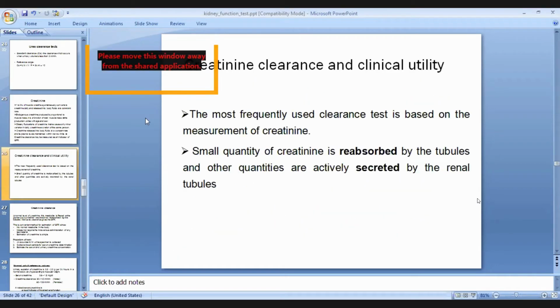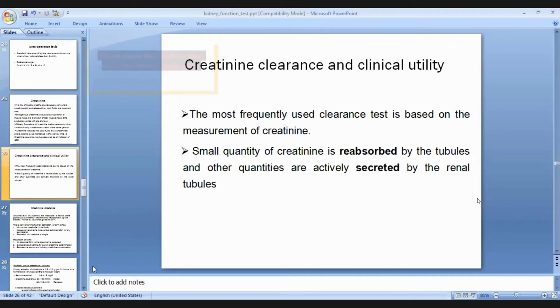Now, creatinine clearance is also a frequently used clearance test, a measurement of creatinine. A small quantity of creatinine is reabsorbed, and some is secreted by the renal tubules. Only a small quantity is reabsorbed, so to some extent there is reabsorption and secretion for creatinine also.